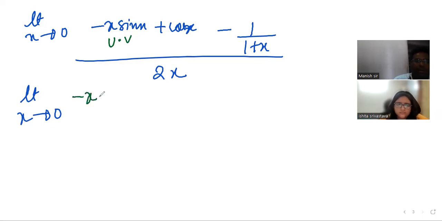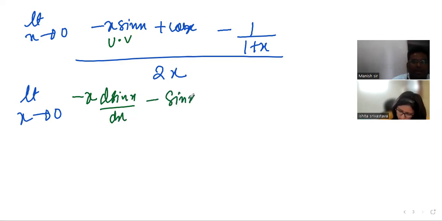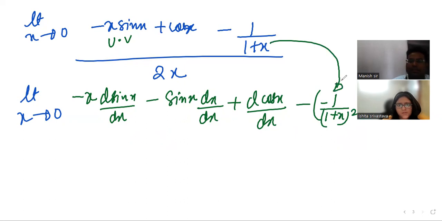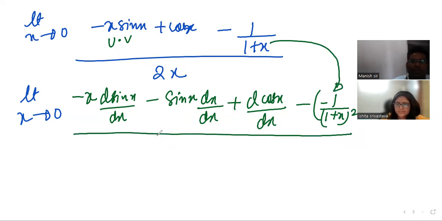So it will be minus of x, differentiation of sin of x by dx, right? So it will be minus of sin x outside and differentiation of dx by dx, plus differentiation of cos x, which will become minus of sin x, and differentiation of minus 1 upon 1 plus x will become minus of minus 1 upon 1 plus x whole square, right? This is the differentiation of this part, divided by differentiation of 2x, which will be 2.